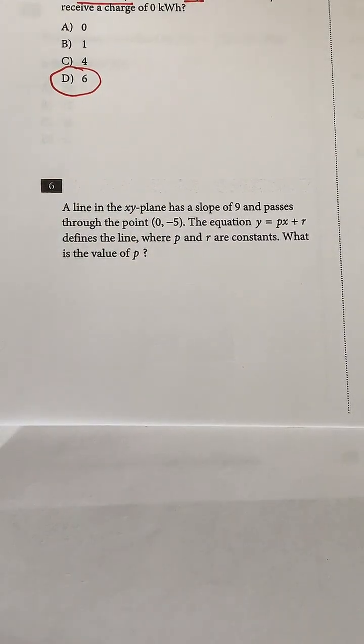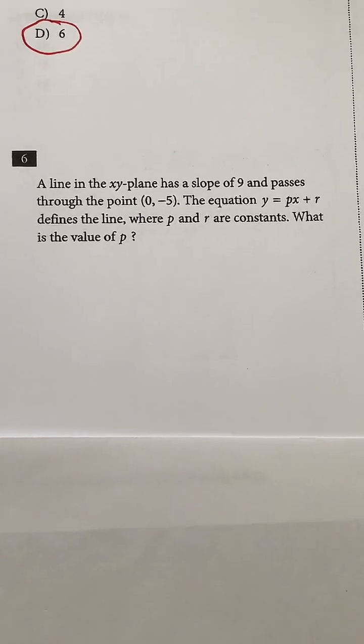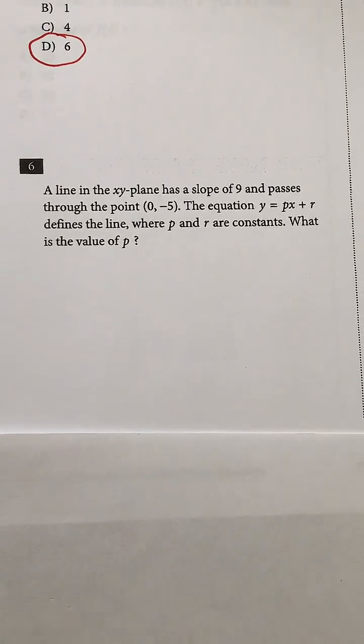All right, so a line in the XY plane has a slope of 9 and passes through the point 0, -5. The equation y equals px plus r defines the line, where p and r are constants. What is the value of p?